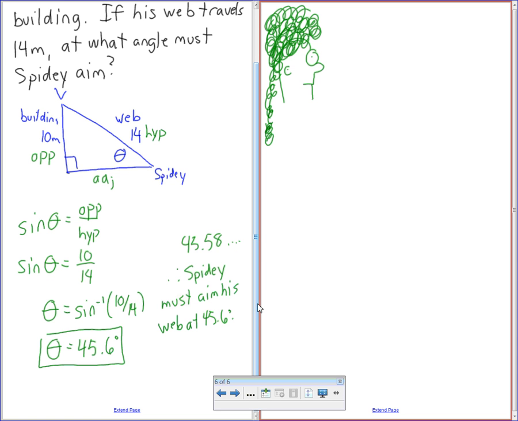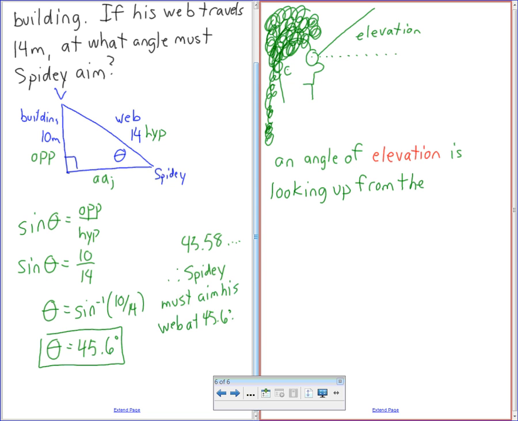Anyway, the point I'm trying to say is this: there are two different angles that I want to talk about. If you're looking straight across and then up, we say an angle of elevation, looking up from the horizon. This is also called inclination. The textbook sometimes uses that, I'll use elevation. So if I say Mr. Sadler looks up at an angle of elevation of 60 degrees, that means I'm looking straight across and then I look up 60 degrees.